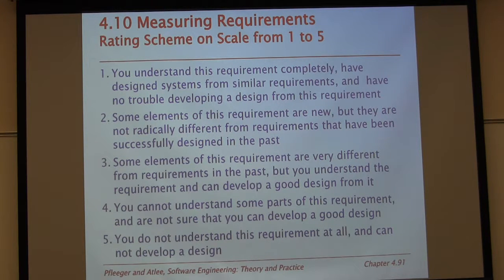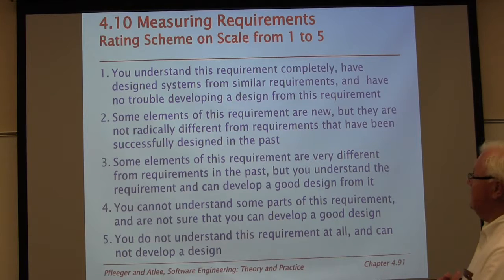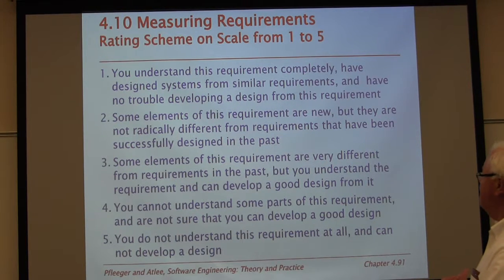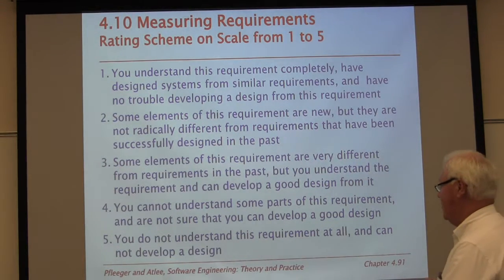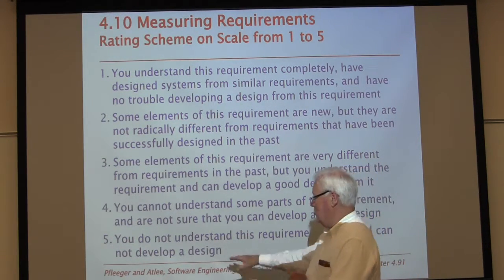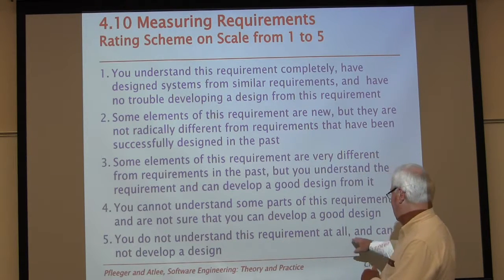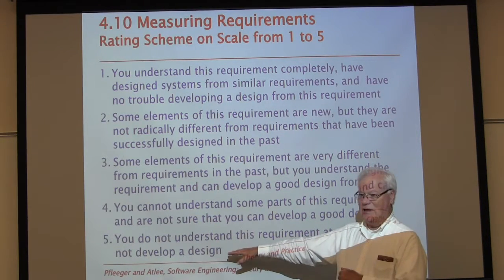So here's a rating scheme. A number 1 would go to a requirement that you understand completely. You've designed systems similarly, and you have no trouble developing a design from this requirement. That's a number 1. All the way down to number 5, you do not understand this requirement at all and cannot develop a design, right?